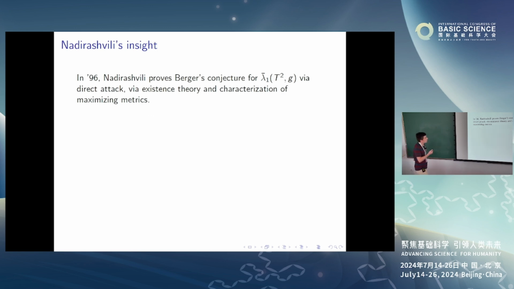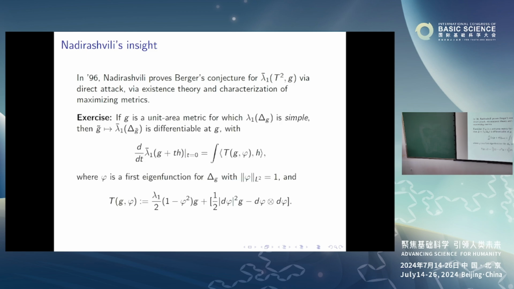First of all, what would the Euler-Lagrange equations for this problem actually look like? Here's an exercise, not entirely trivial, but not too hard either. Suppose you have a unit area metric for which your first eigenvalue of the Laplacian is simple. Generically, we know this is true by work of Uhlenbeck. Then this eigenvalue functional is differentiable in g. Moreover, if you differentiate in the direction of some symmetric 2-tensor h, it's given by the pairing of h with a tensor that has a trace-free piece, like a stress-energy tensor for your eigenfunction, and a pure trace piece, 1 minus your eigenfunction squared.